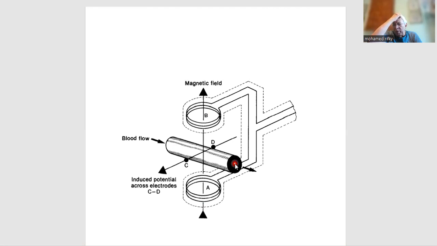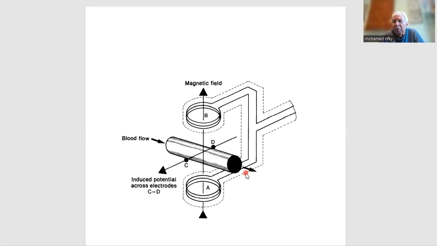You see, so we have something moving in the magnetic field, which is perpendicular to it, and at the same time we have two adjacent electrodes C and D attached closely to the blood vessel to record the potential. So this is perpendicular to the magnetic field. So whenever blood flows through, we can record the average velocity.